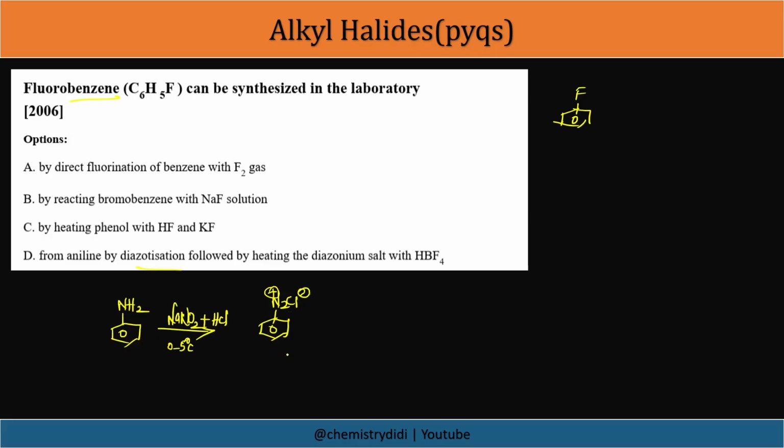This is benzene diazonium chloride, and in the presence of HBF4, this will be replaced with fluorine. So simply here we'll get fluorobenzene from this method. So here option D is the correct option. Let me write it. So option D is correct: from aniline by diazotization followed by heating the diazonium salt with HBF4.